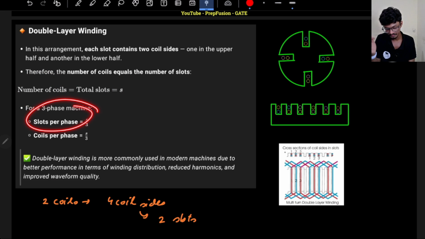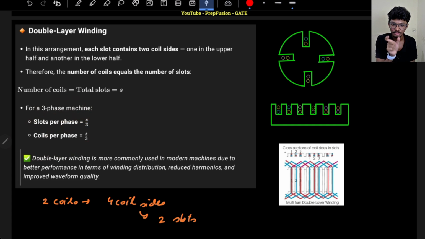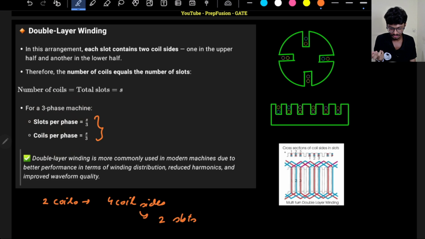Again, the number of slots per phase will be S by 3. Coils per phase will be S by 3 only. It will be the same because the number of coils and number of slots are the same in the case of multi-layer winding. So this is the most important part. Few things you have to keep in mind. No need to remember, but understand conceptually what we are discussing.